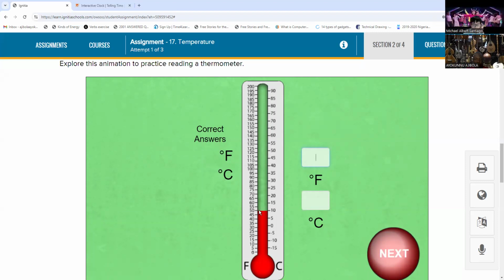On Fahrenheit, if we have 50, and we look at the other side, it gives 10, okay? Is that clear? Yes. Then on Fahrenheit, we have 70. Then on the other side, we have 20, okay?